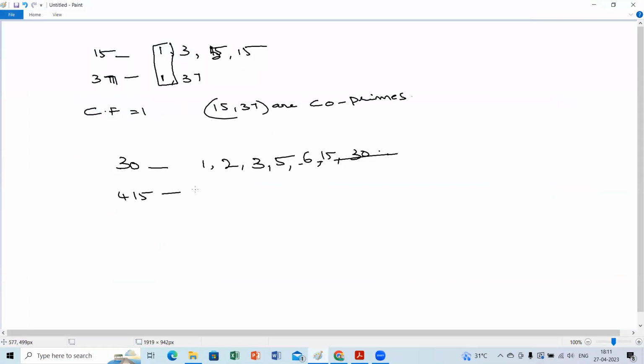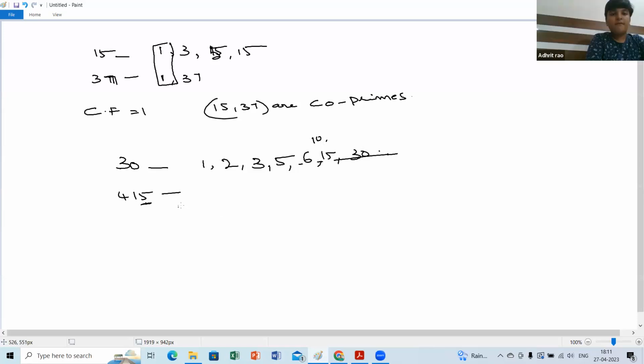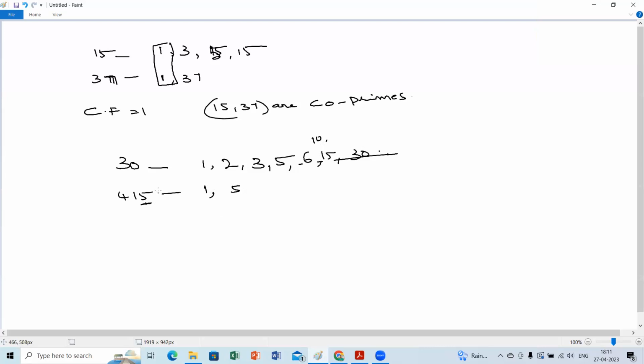Next, what are the factors for 10? Ma'am, 10 also. Yes, very good. Good. What are the factors of 45? Ma'am, 1, 5. You can write 5, because the end is 0 or 5, which means it is exactly divisible by 5.